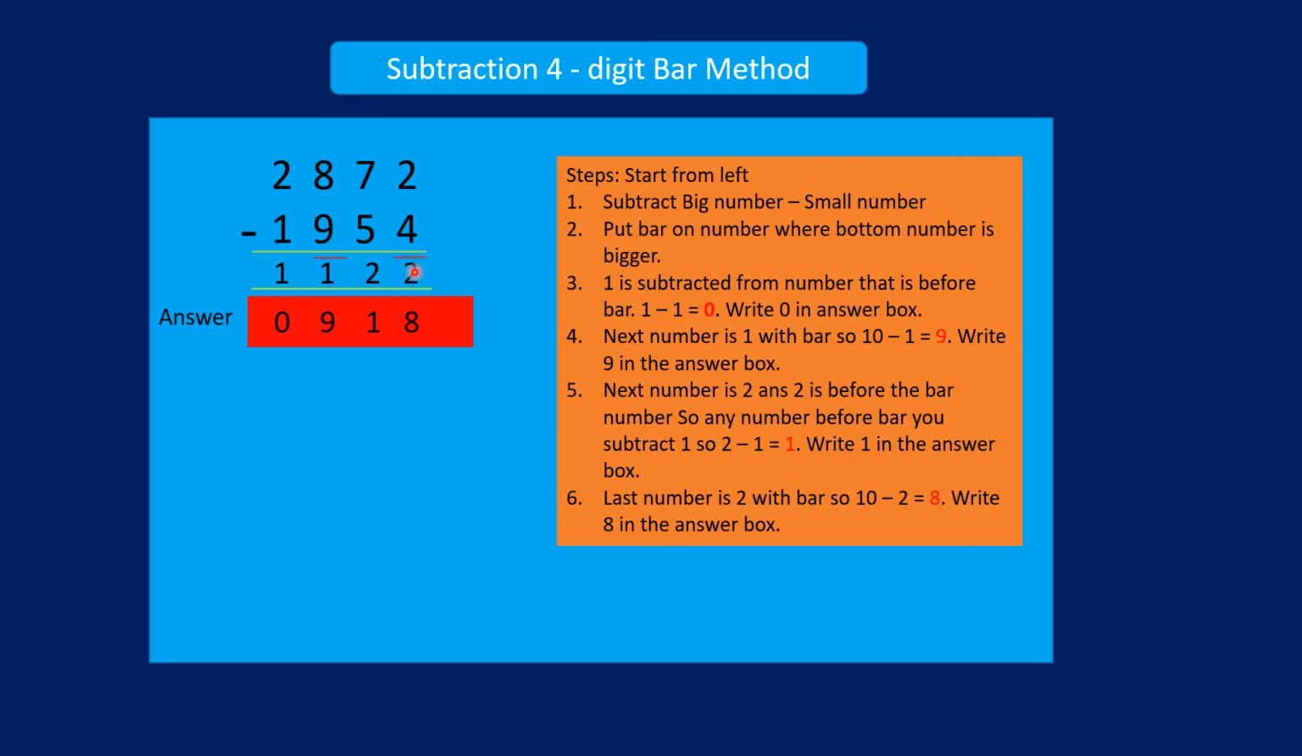And the last number here, only one number is with the bar. You do 10 minus 2, 8. So 918 is your answer.